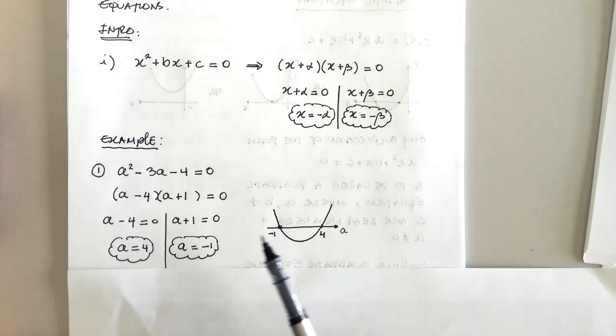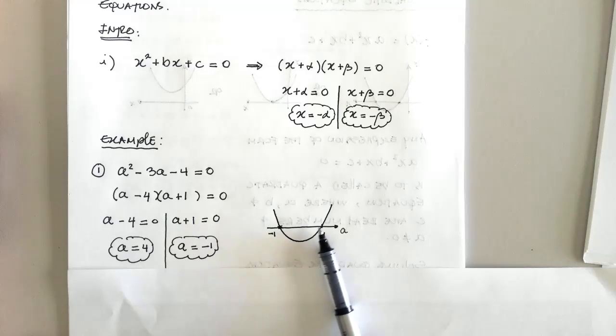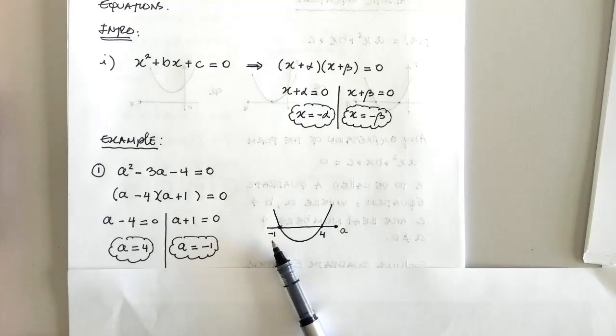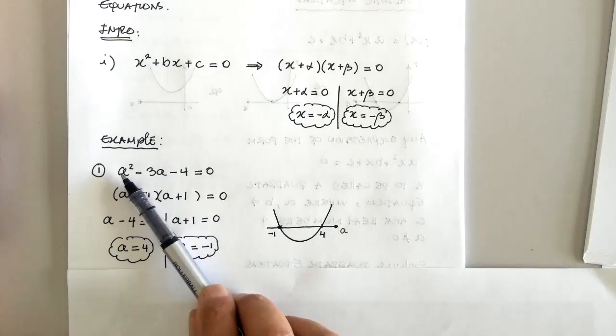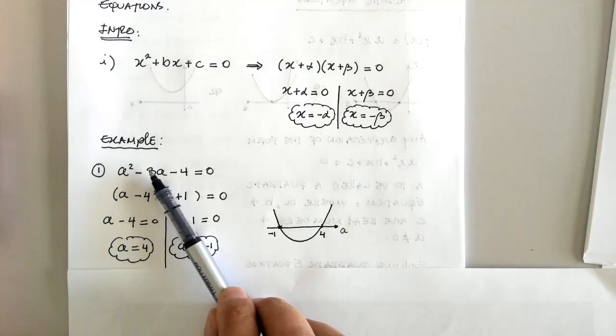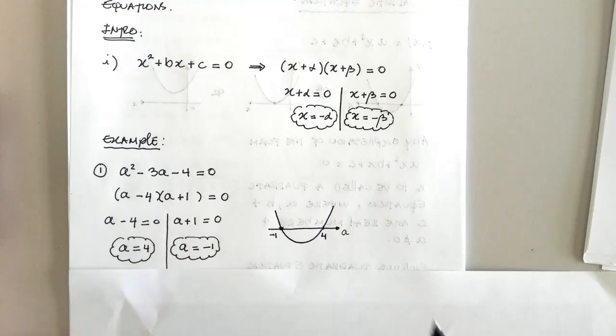-1. So graphically what that means is that you have a parabola that crosses the horizontal axis at -1 and +4, and I call this the a-axis, because we are using a. If you are using x's, then this is going to be the x-axis, but in this case, just to be consistent, we're going to call this the a-axis. And so that was example number 1.